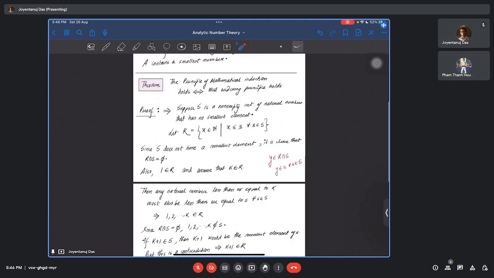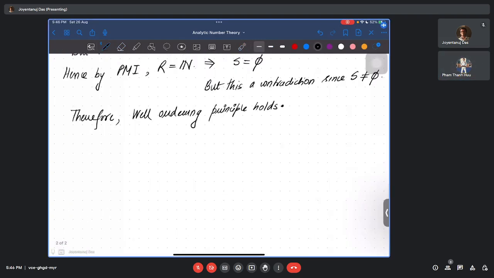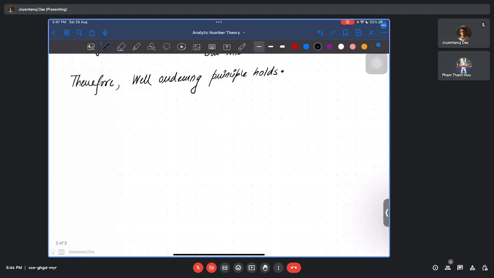So now we have to prove the other direction. We'll assume that the well ordering principle is true, and then we have to show that the induction works. That is the other part, the backward direction. So we are taking that let S be a set of natural numbers.